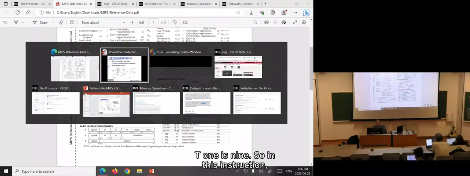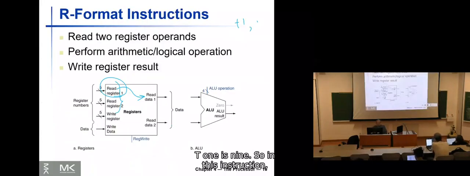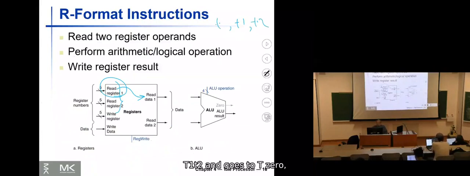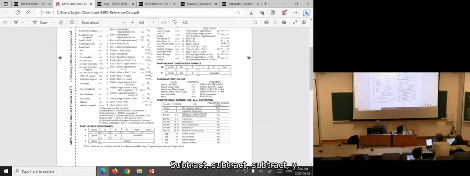T1 is 9. So in this instruction, T1, T2 goes to T0, for example, subtract. So what is this instruction? Let's write it. Subtract is subtract.